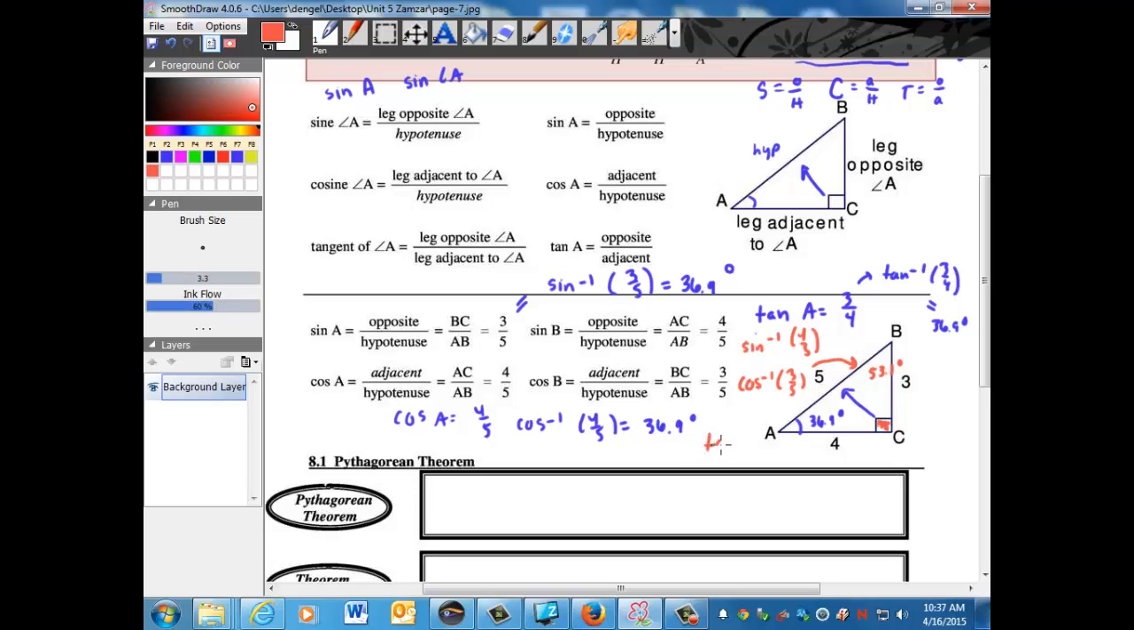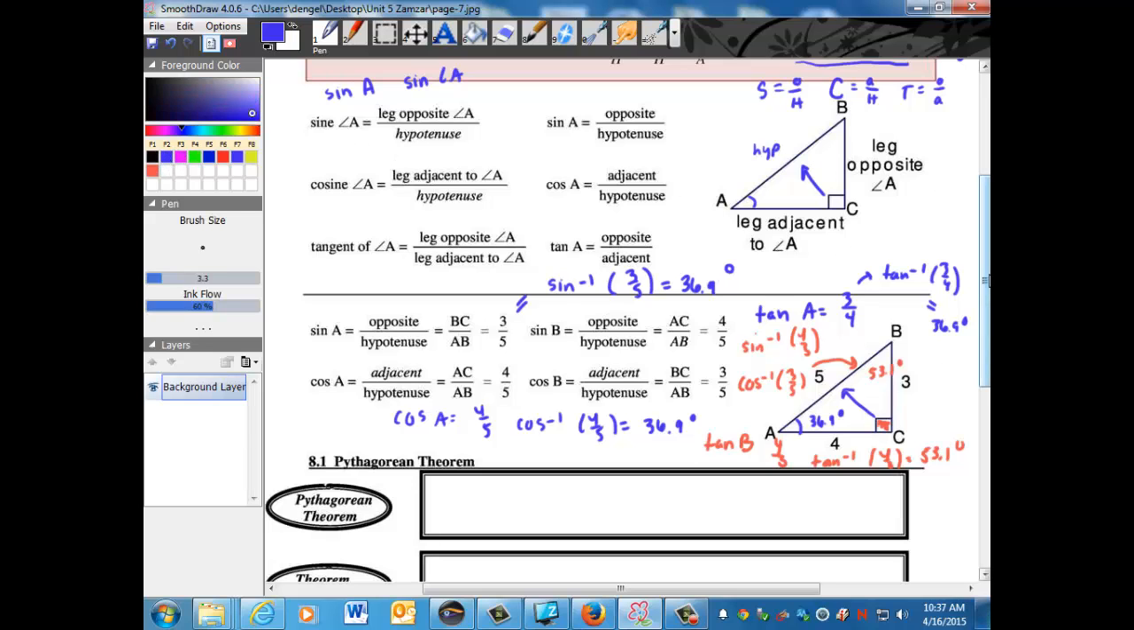And last measure, let's do the tangent ratio of angle B. That would be 4 over 3. And if we hit second tangent 4/3, we would get 53.1 degrees as well.